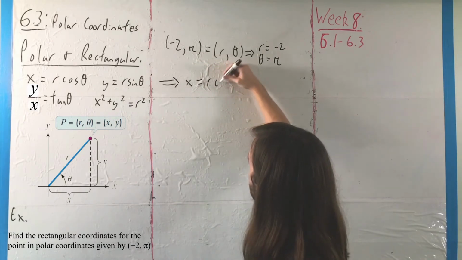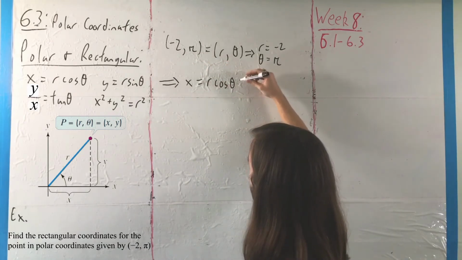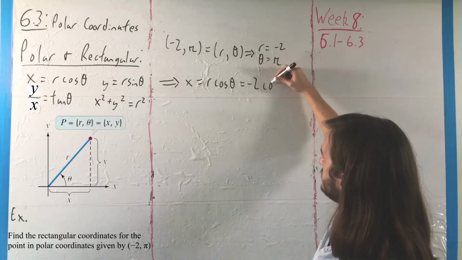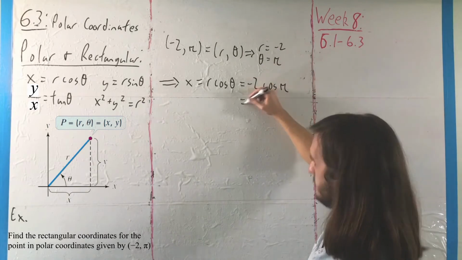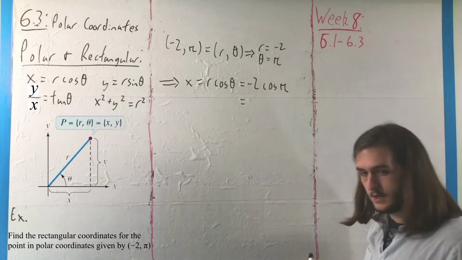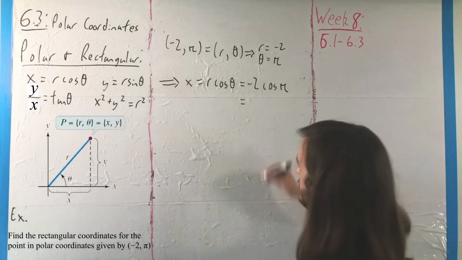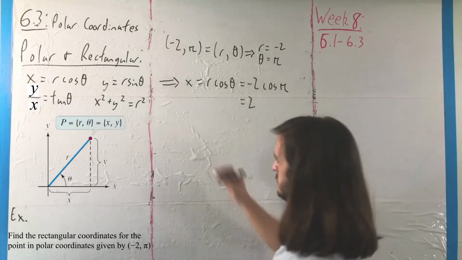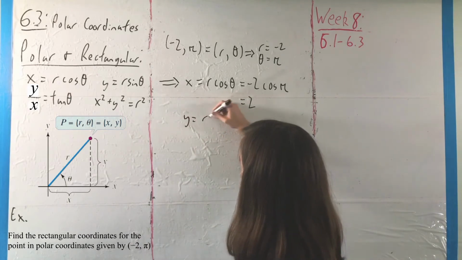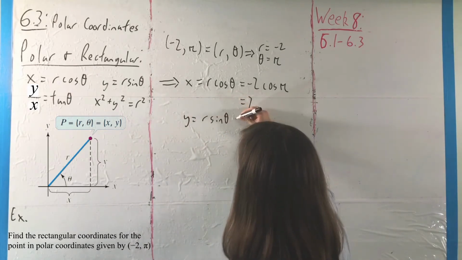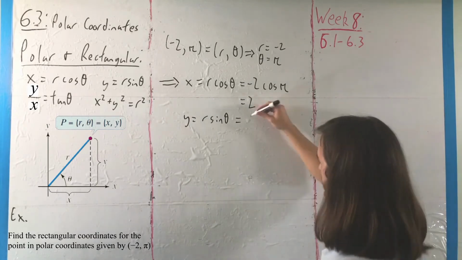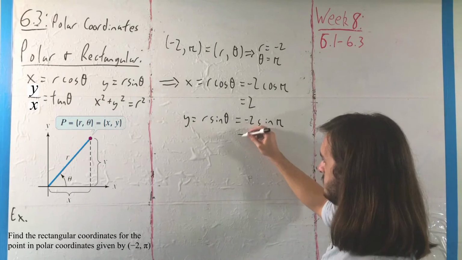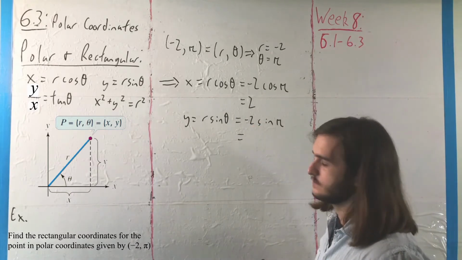Well, x is r cosine theta, which here is -2 times cosine of pi, where cosine of pi is equal to -1, so x is 2. Similarly, y is r sine theta, so we will have -2 times sine of pi. Sine of pi is 0.